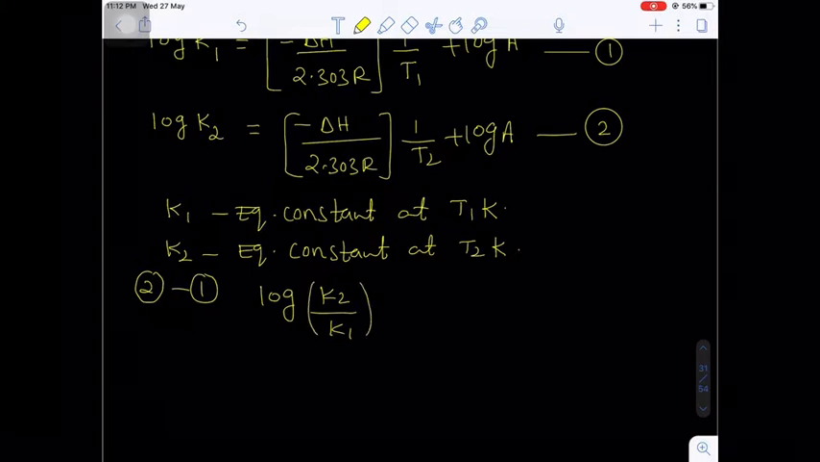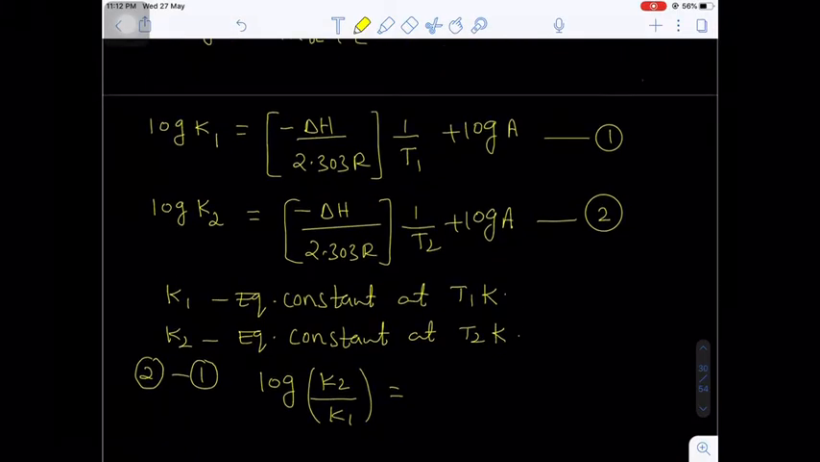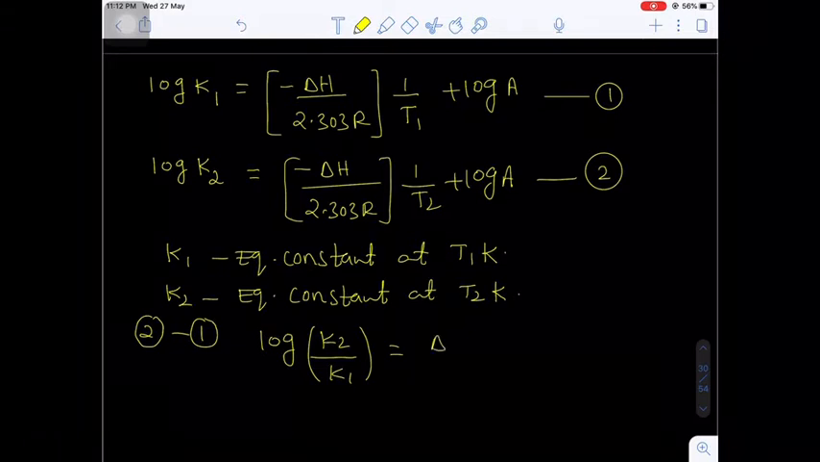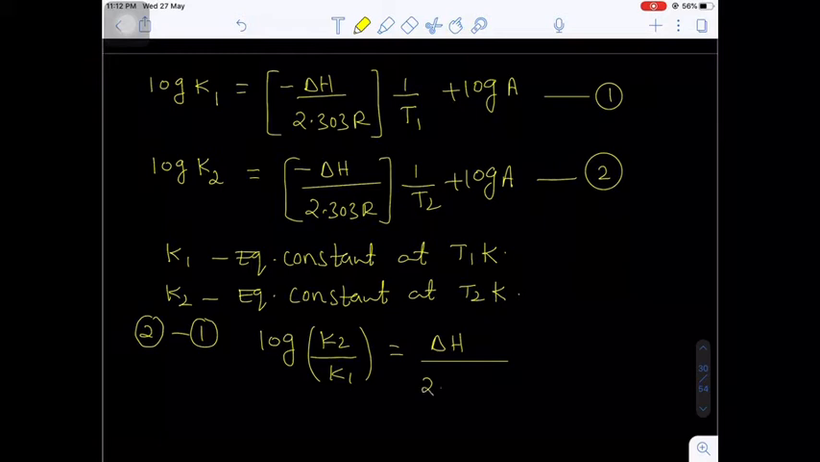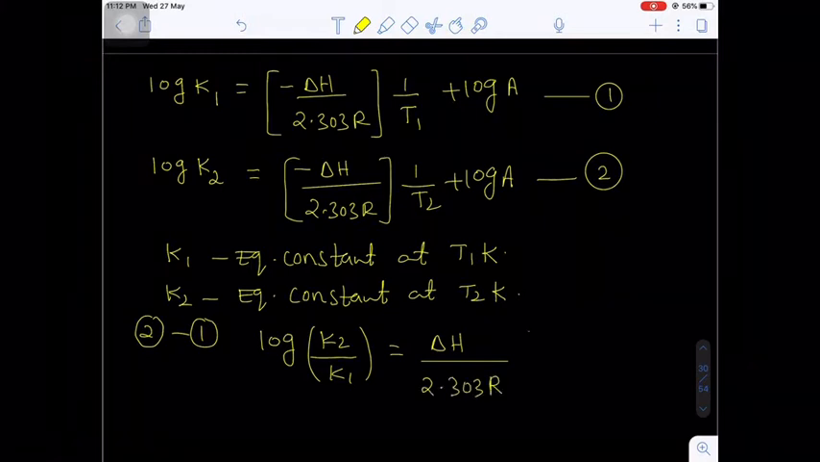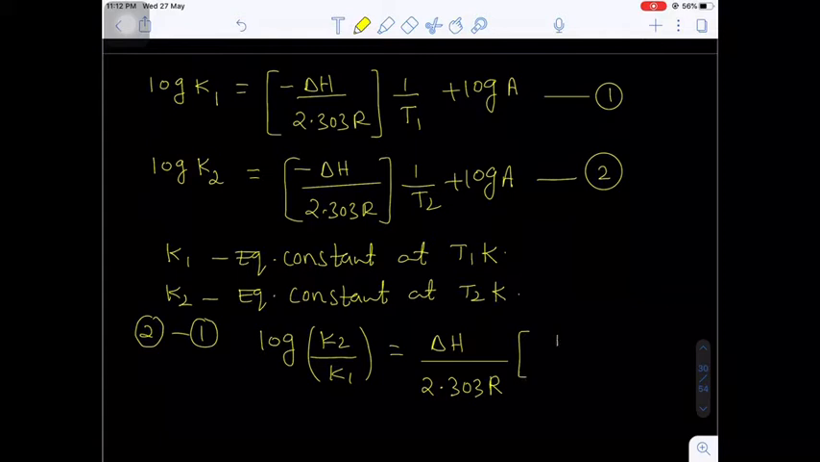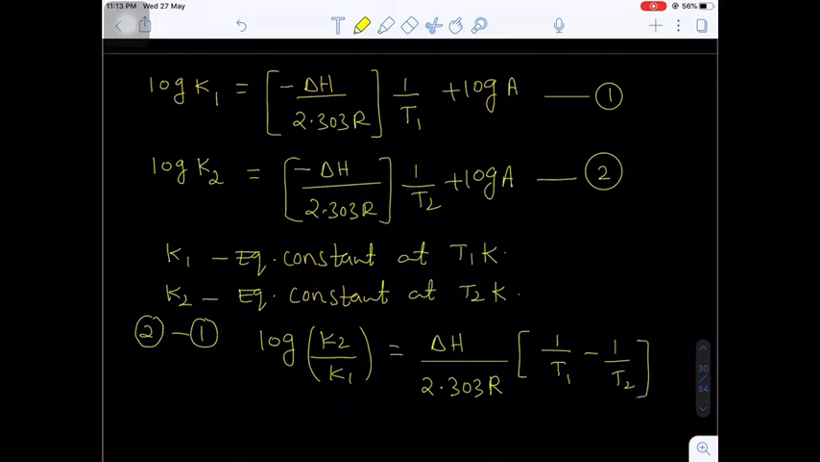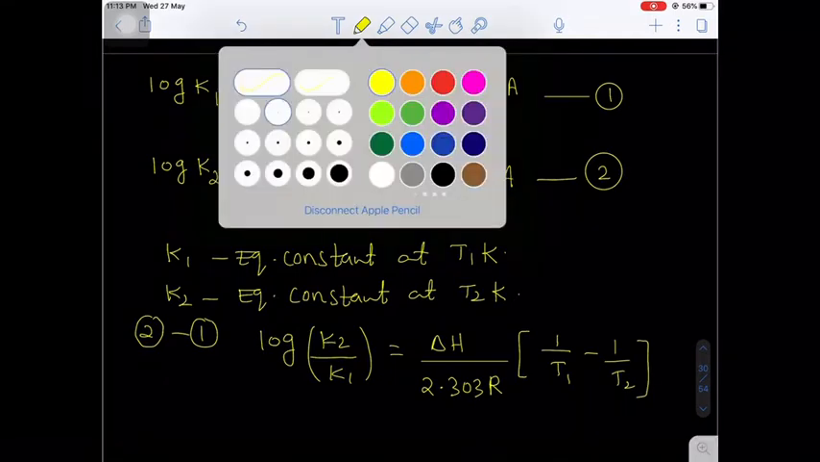Log of K2 upon K1. Okay, now here log A gets cancelled. So finally what I am writing here: delta H divided by 2.303 capital R, multiplied by 1 by T1 minus 1 by T2.